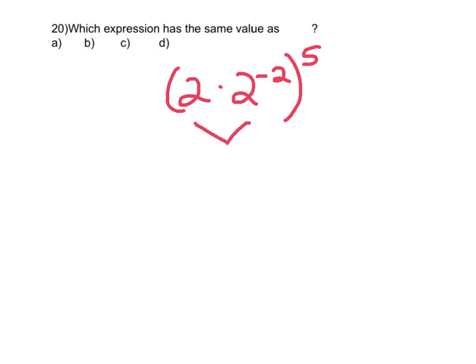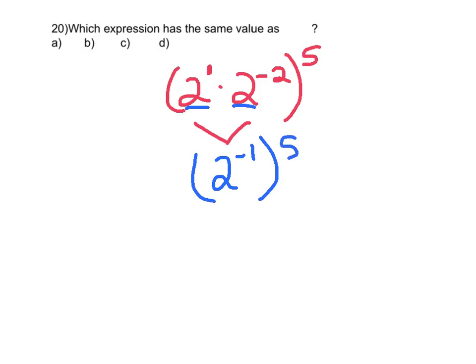And number 20. Number 20 says, which expression has the same value as 2 times 2 to the negative second power, all to the fifth power? Alright, so what you need to do here is take care of what's in parentheses first. So remember, this is like to the exponent of 1. So when we have like bases of 2, we can add the exponents. So it's 1 plus negative 2. That gives you 2 to the negative first power.